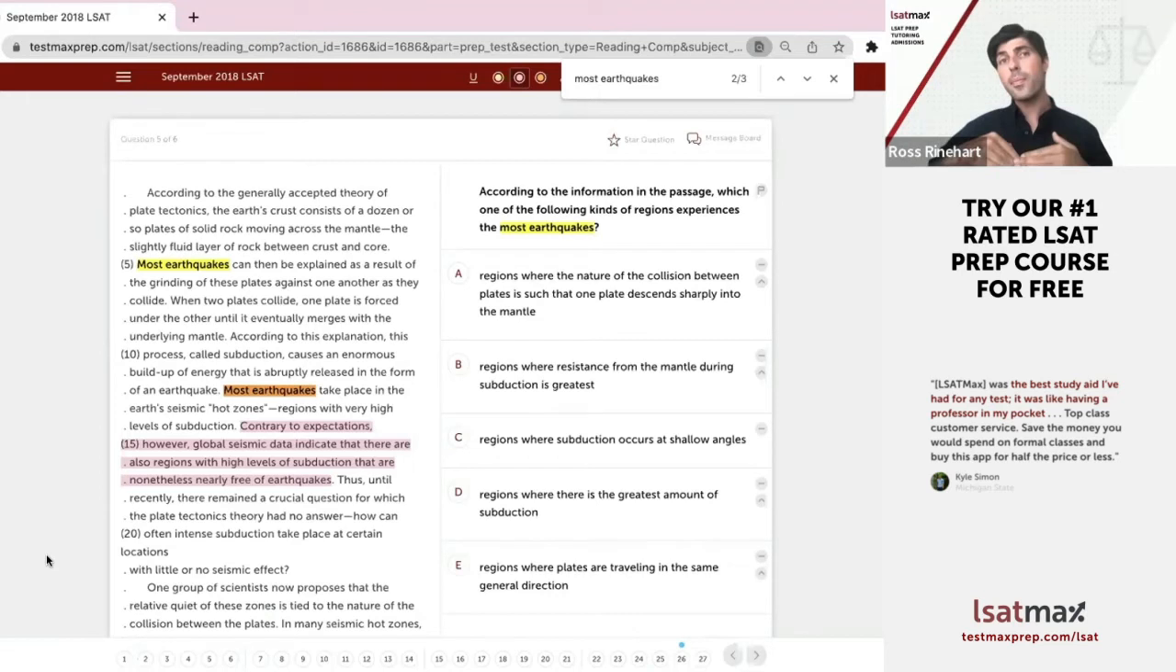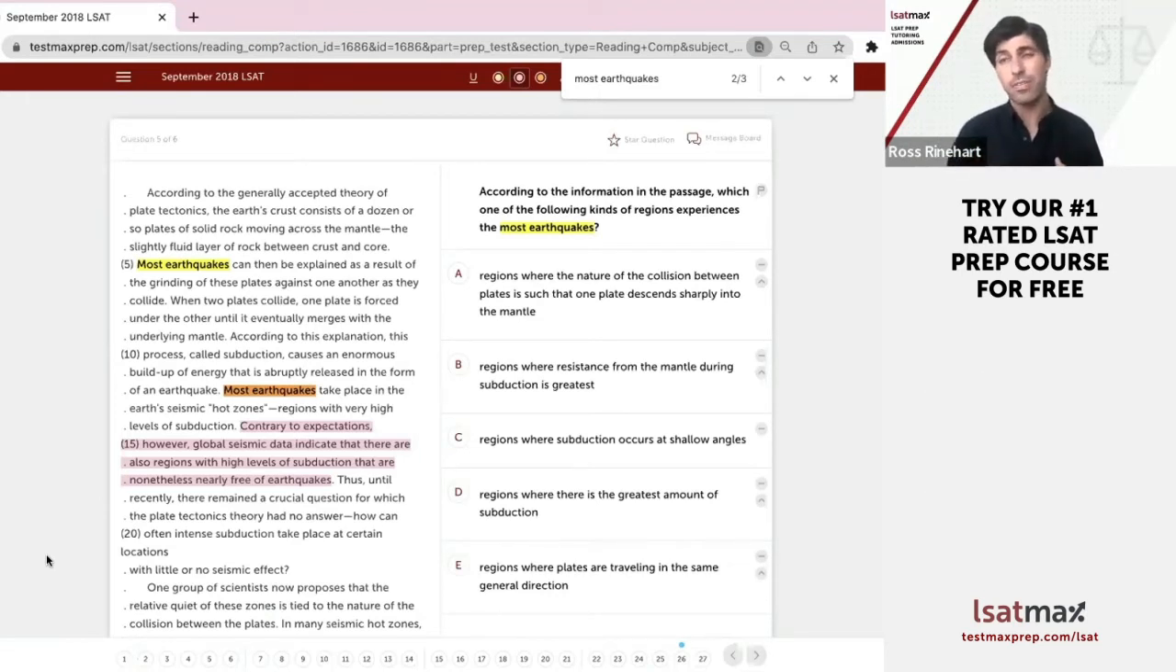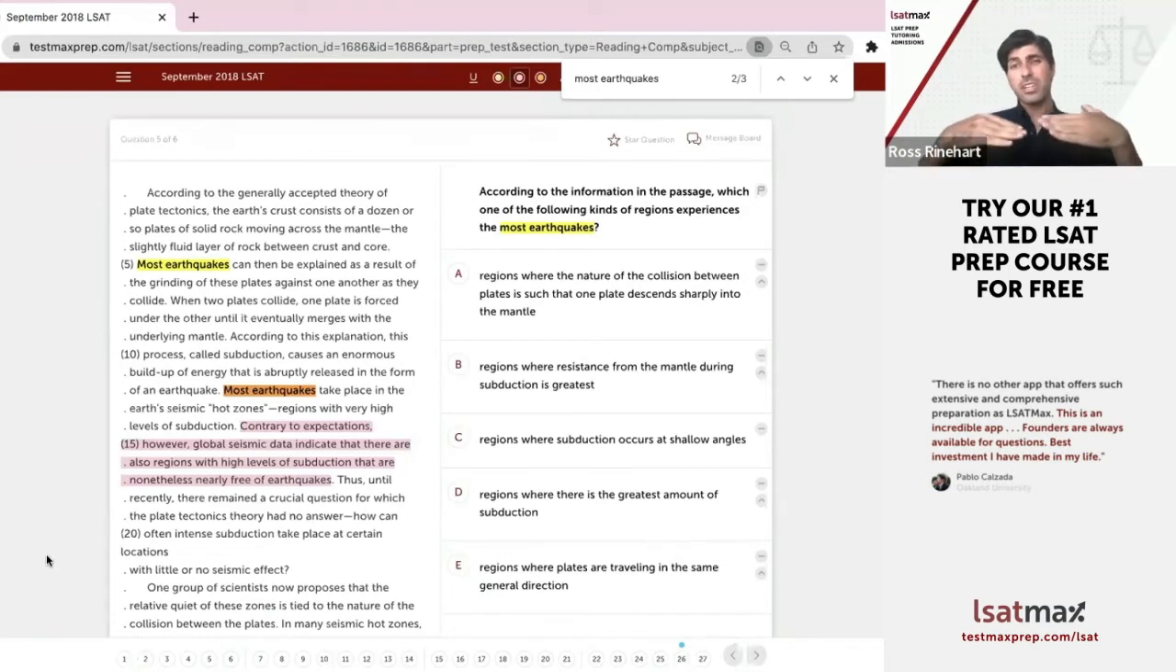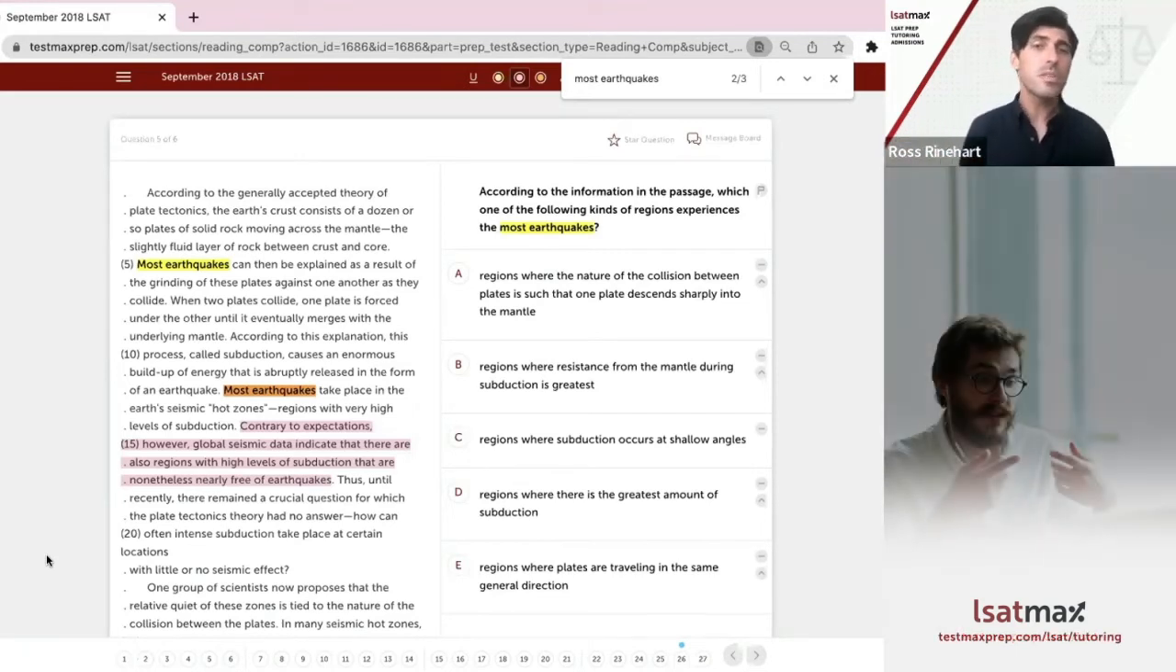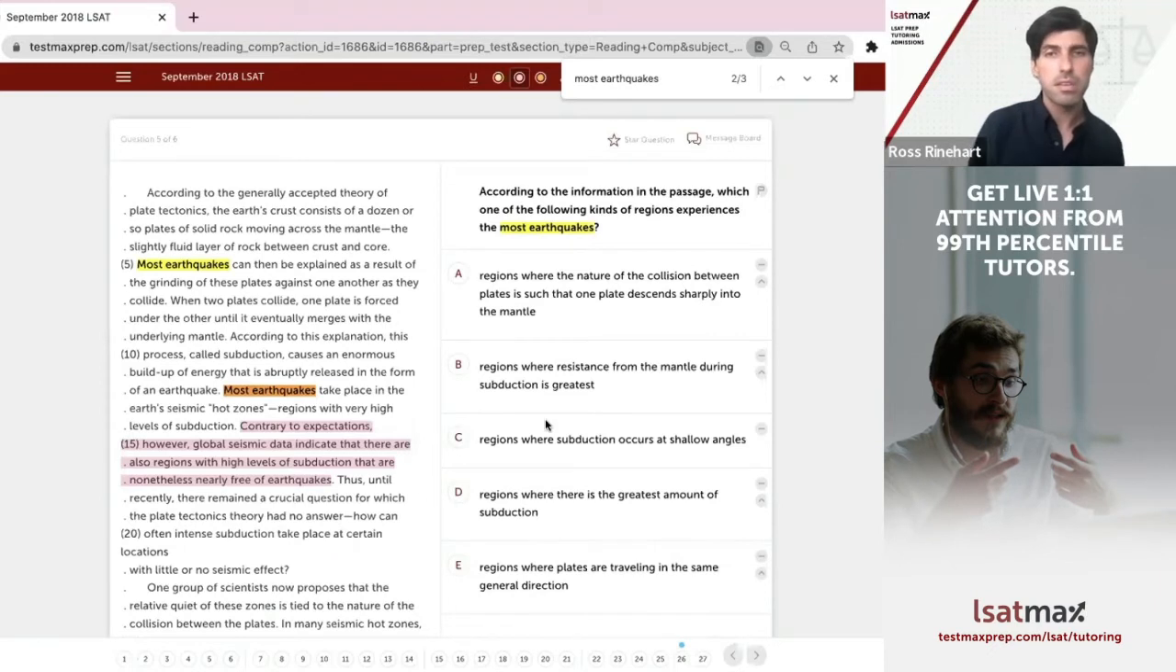Their point is it isn't the amount of subduction that causes earthquakes. It's actually the angle of the subduction. So if the subduction is at a shallow angle, it creates a lot of resistance. If it's at a steeper angle, there's less resistance and fewer earthquakes. So really the correct answer is C.